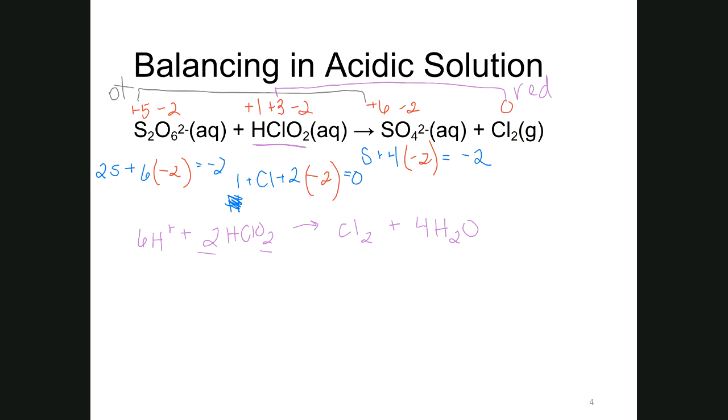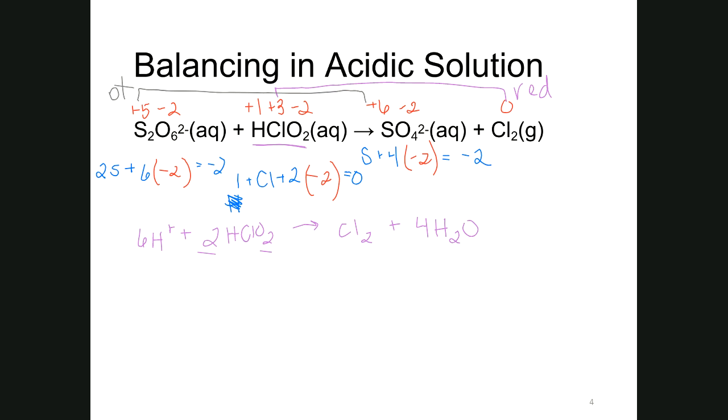And then the last thing is to balance the charge, and we do that by adding our electrons. So we need to figure out what the overall charges are. Well, right now, on the left side of our equation, the only thing that's charged are the protons, and we have 6 of them. So we have an overall charge on the left side of the equation of +6. On the right side of the equation, we don't have anything that's charged. So our overall charge on the right side is 0.